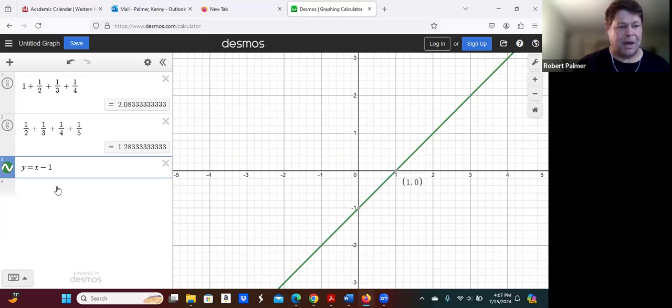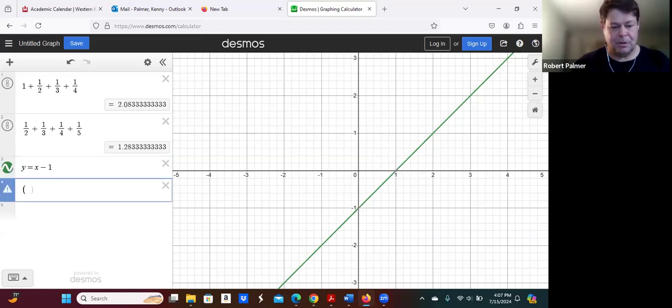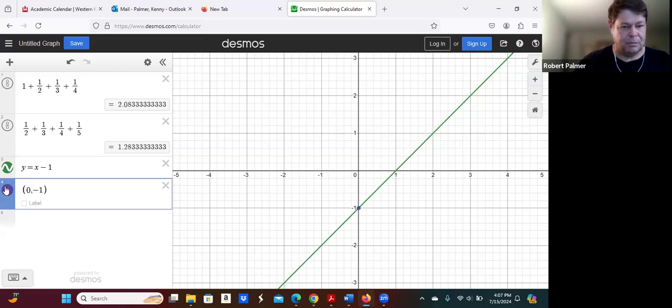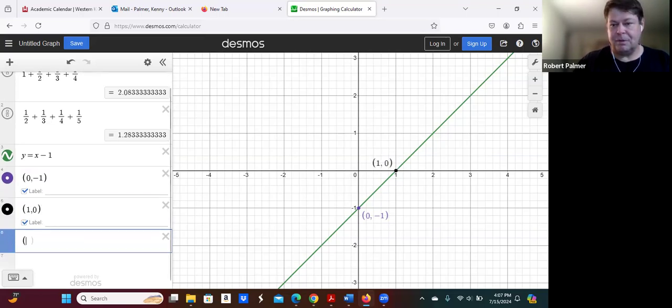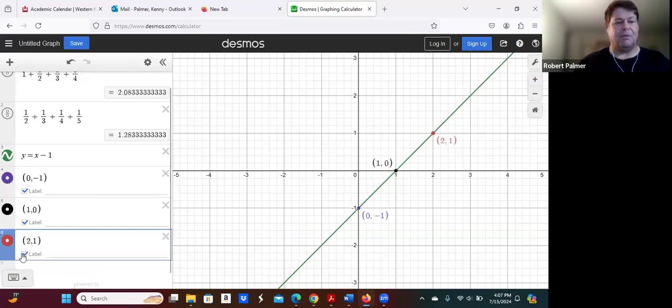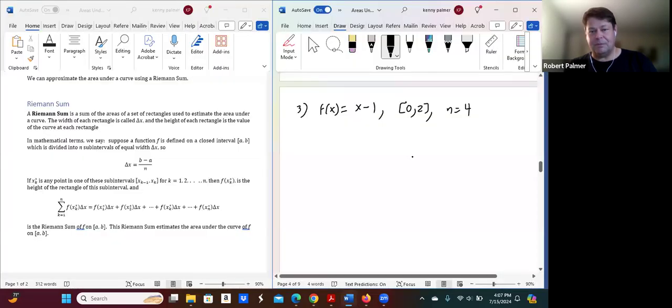So let me actually highlight those points. So 0, -1. Have to label these just so we can see them. And then 1, 0, where our intercept is. And the other point here at the top, right here, is going to be 2, 1. Okay, that'll help us get an idea what this looks like. Okay, so we can see what it looks like. So let's go back and graph it on our own. Let's make up our system and everything.